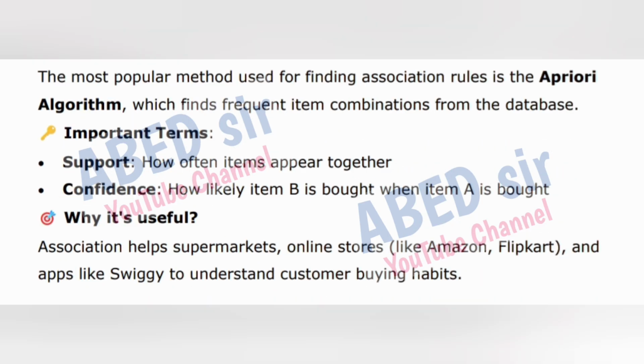The most popular method used for finding association rules is the Apriori algorithm, which finds frequent item combinations from the database. Important terms: support, how often items appear together. Confidence, how likely item B is bought when item A is bought. Why it's useful? Association helps supermarkets, online stores like Amazon, Flipkart, and apps like Swiggy to understand customer buying habits.